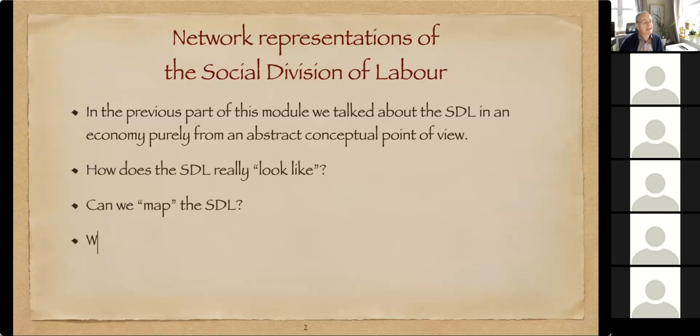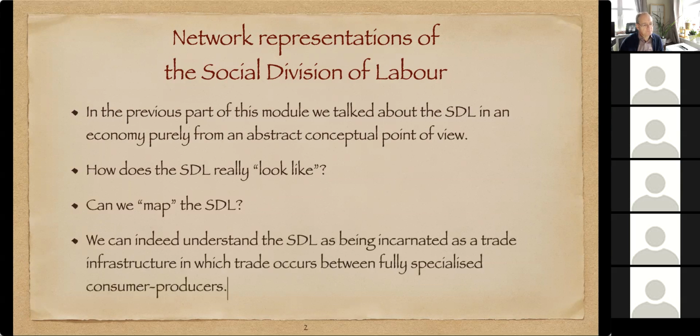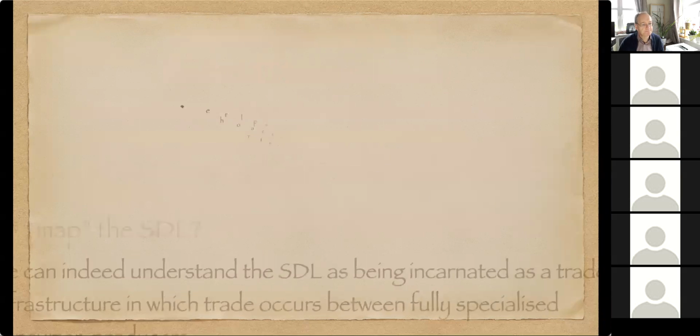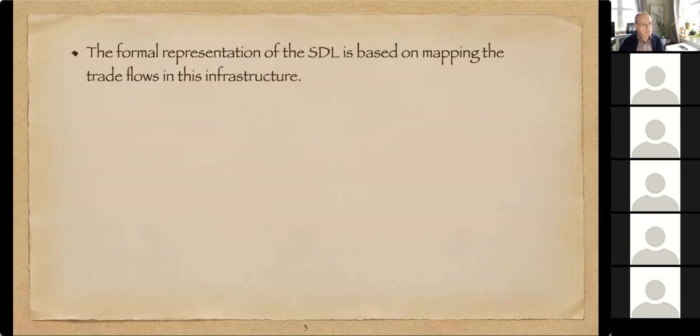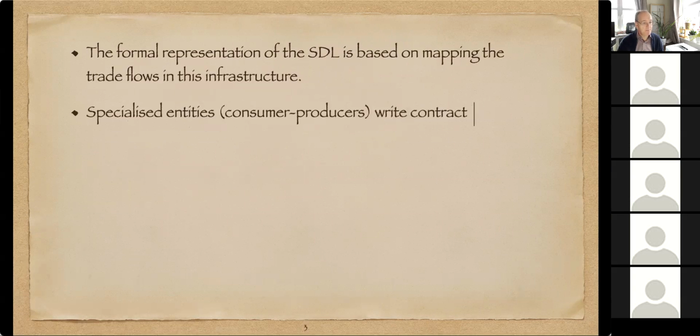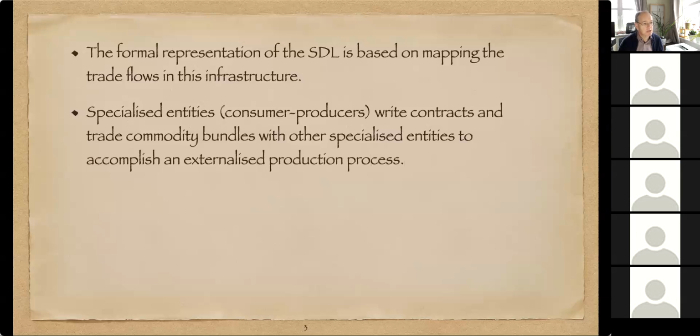And that is essentially what we do. The network model that we will introduce of a social division of labor is essentially the stuff that we can observe, namely the commodities that are traded, the quantities that are traded, the prices at which trades happen, and so on. So that is what is in the network, essentially. So we are essentially mapping an infrastructure. That is what it comes down to.